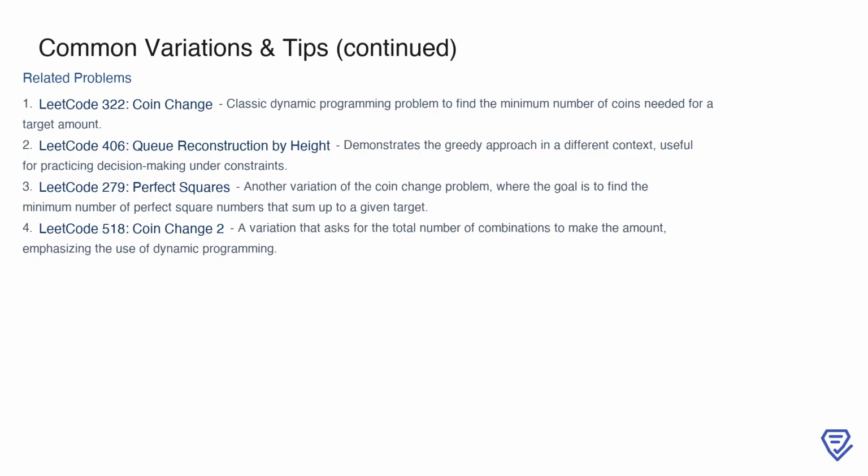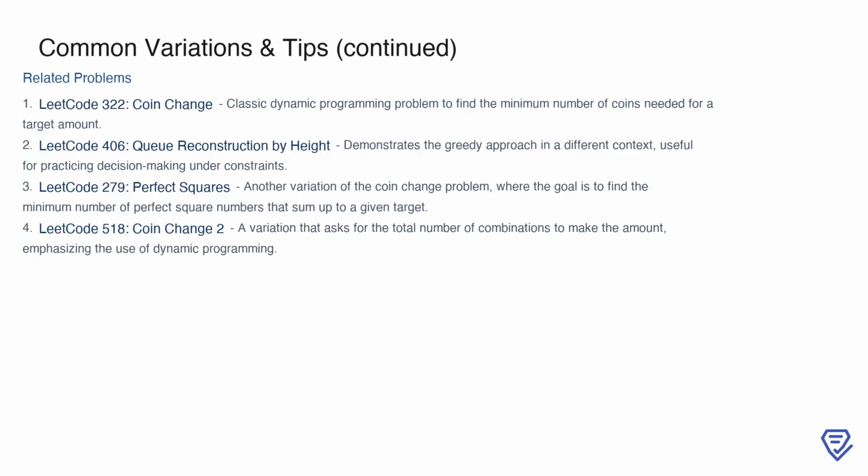LeetCode 279, perfect squares, is another variation of the coin change problem, where you find the minimum number of perfect square numbers that sum to a given target. Lastly, LeetCode 518, coin change 2, focuses on calculating the total number of combinations to achieve a target amount, which emphasizes dynamic programming techniques. These problems highlight the versatility of patterns like dynamic programming and greedy algorithms across a range of scenarios.